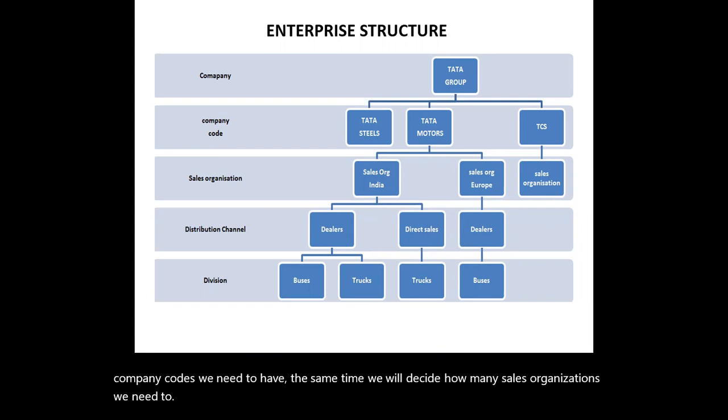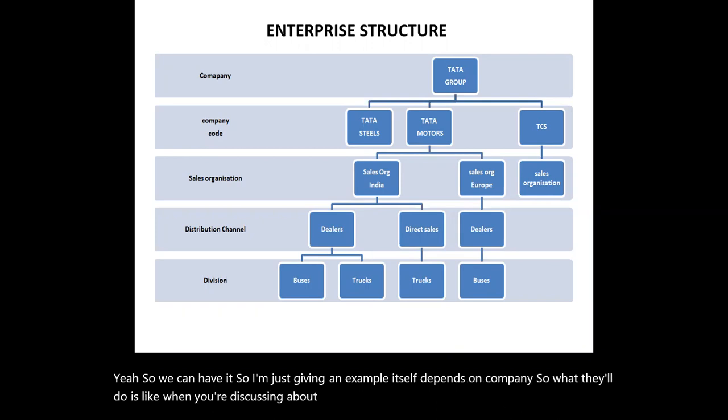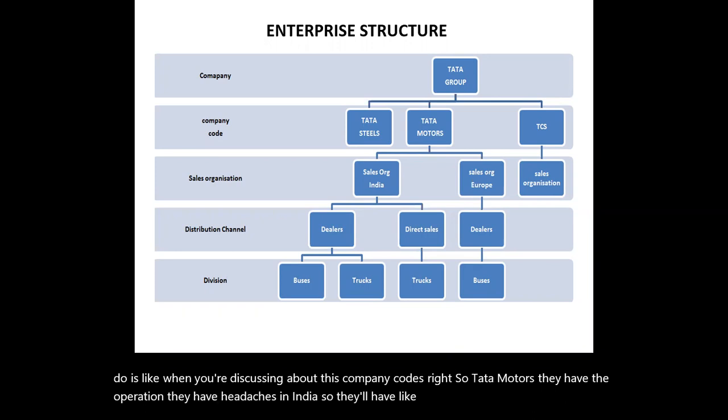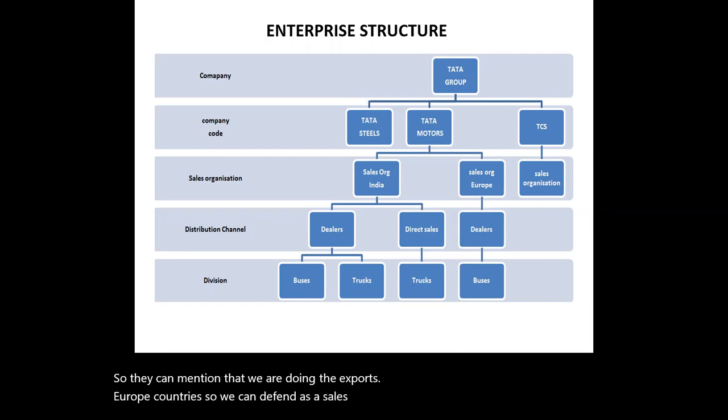I think he's saying, don't you think sales org Europe should have its own company code? Yes, we can have it; I'm just giving an example. It depends on the company. When you're discussing company codes, Tata Motors has its head office in India, so they'll have one company code. They can mention that they are doing exports to European countries, so we can define a sales organization for Europe as the export sales organization.